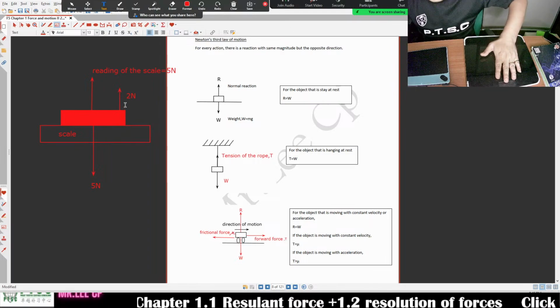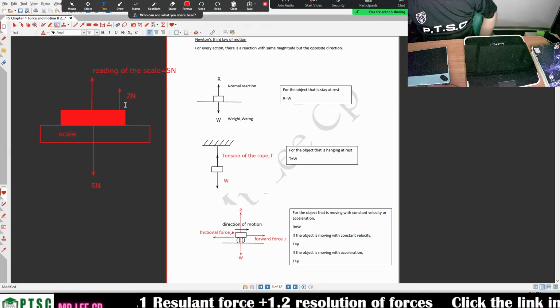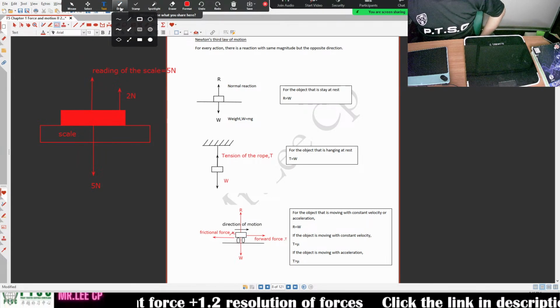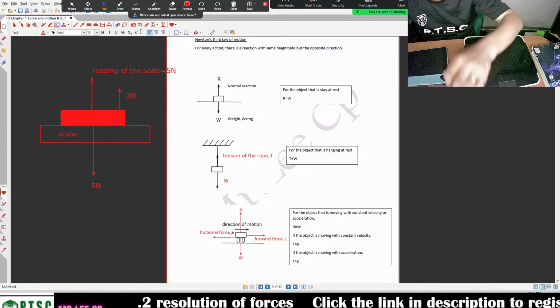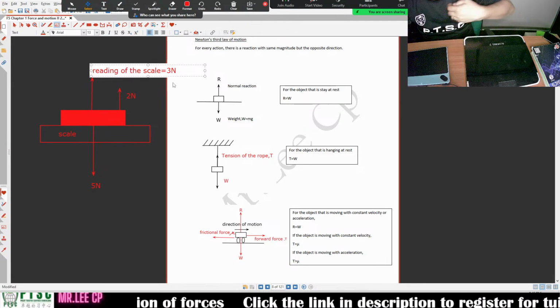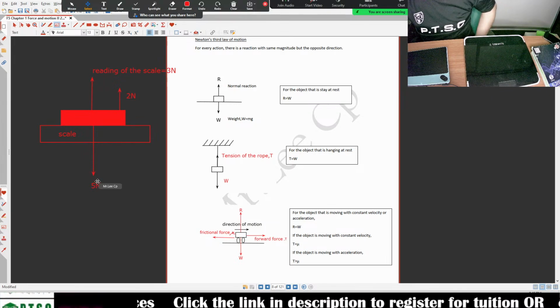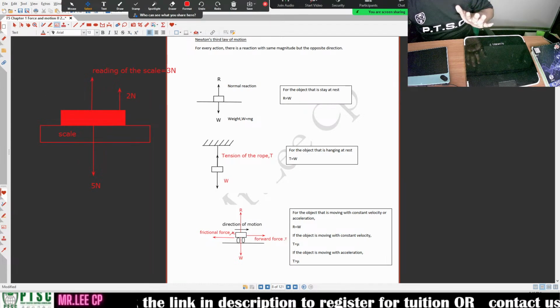More compressed to the scale or less? Lesser, right? Less compression to the scale, right? The compression to the scale is lesser. Now it shows me 3 Newton only. This one is not 5 Newton anymore. Why? Because you are not moving. When you are not moving, 3 plus 2 is the total weight, 5, because I'm pulling up with 2. Just now, still remember the first.